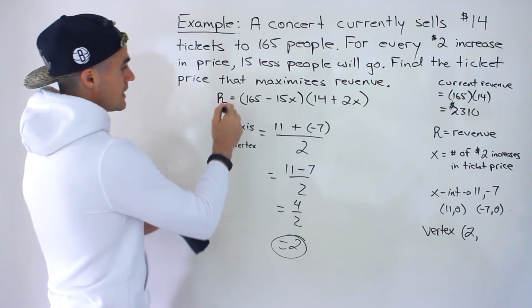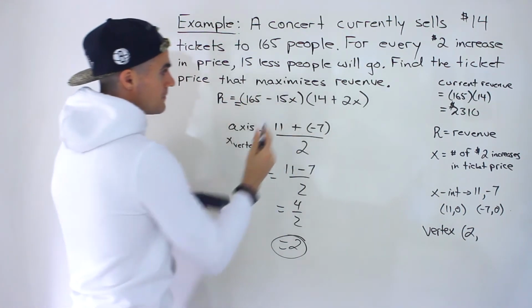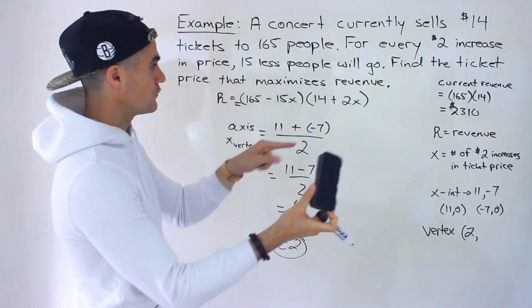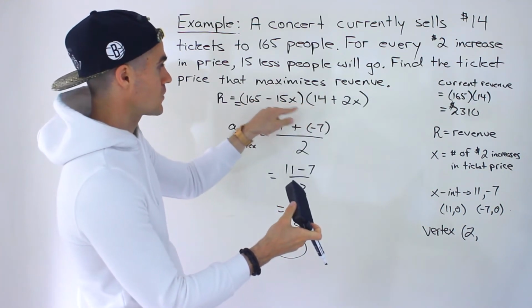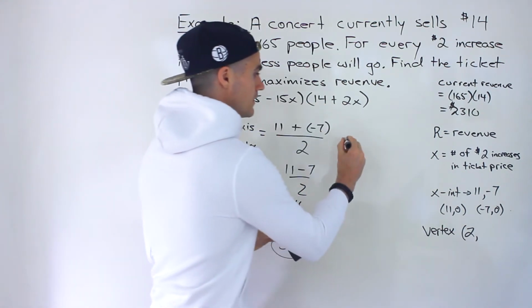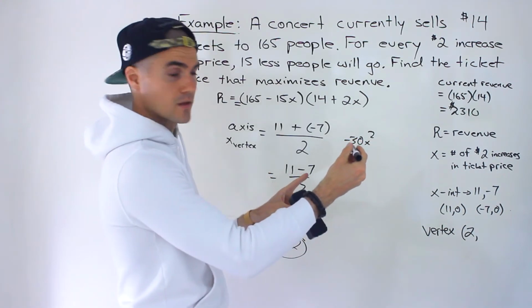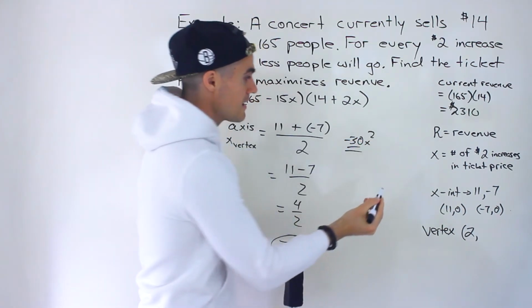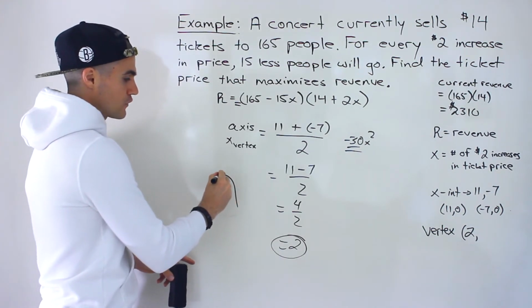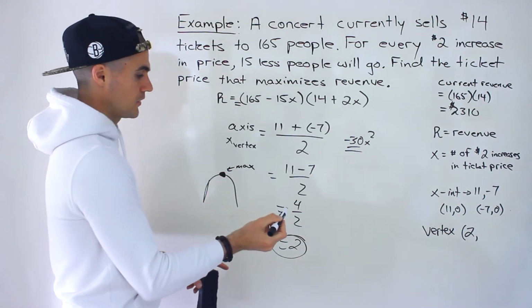And you could tell it's a maximum, even though there's no a value in front here in this format. If you were to expand all of this and put it in standard form, notice that the leading coefficient would be negative 30x squared, right? When you multiply this negative 15x times this 2x, you'd end up getting negative 30x squared as that leading coefficient in standard form. And so notice that the a value would be negative, so we know it's going to be a parabola that opens down. So any vertex that we get on that is going to be a maximum point, right?